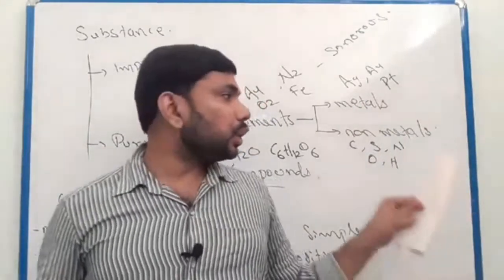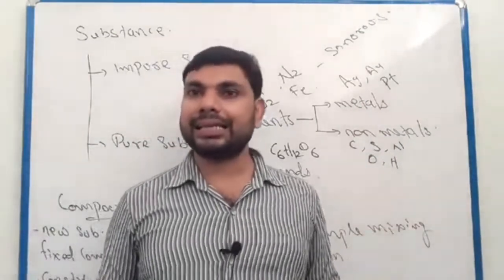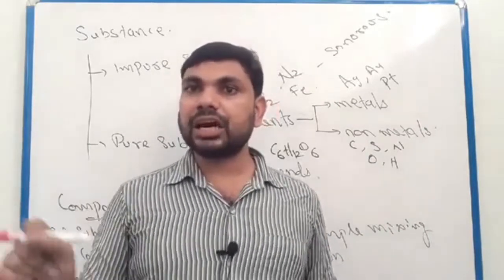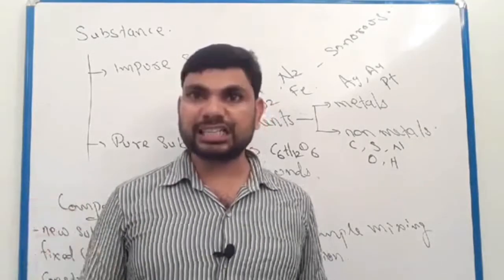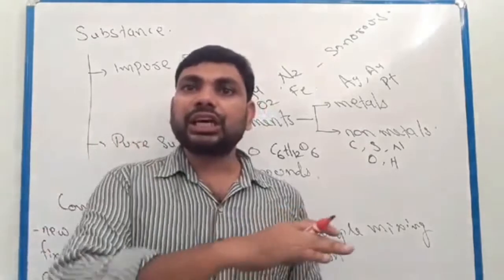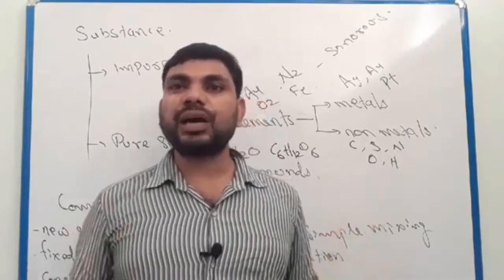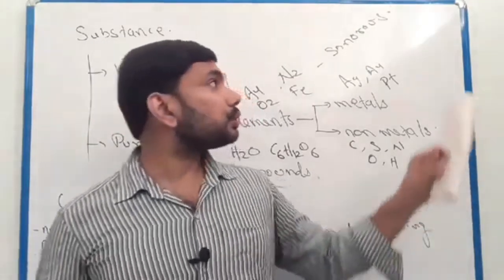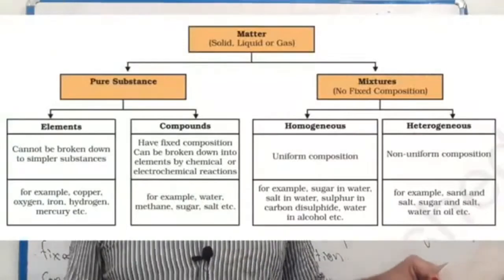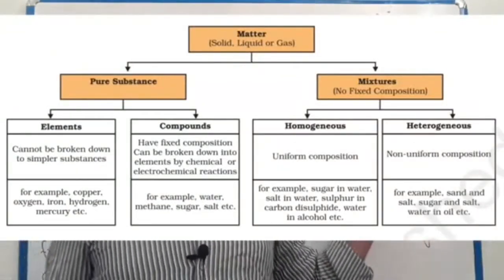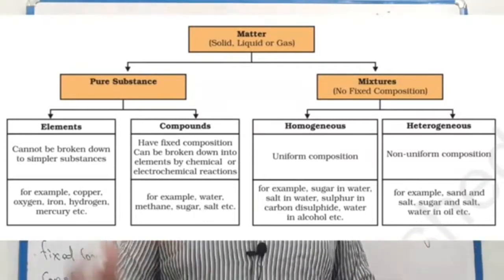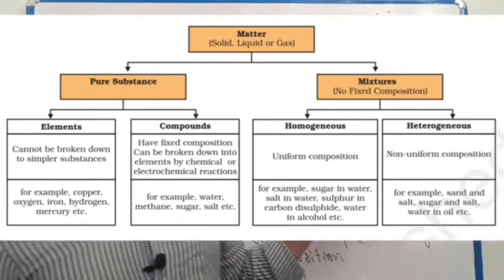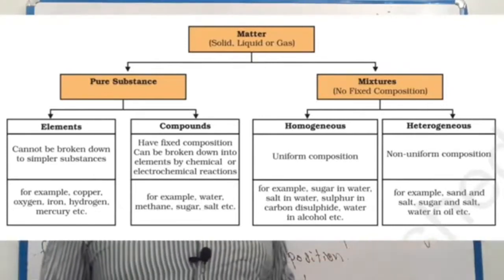But generally, non-metals are poor conductors of electricity and heat, except carbon. Carbon, graphite, is a good conductor of electricity. But except carbon, generally other non-metals are poor conductors of electricity. They are dull, they are not shiny, they do not produce sound, they are not sonorous. These are the general properties of metals and non-metals. We will study more details about this later. Here you just understand a few properties of metals and non-metals.